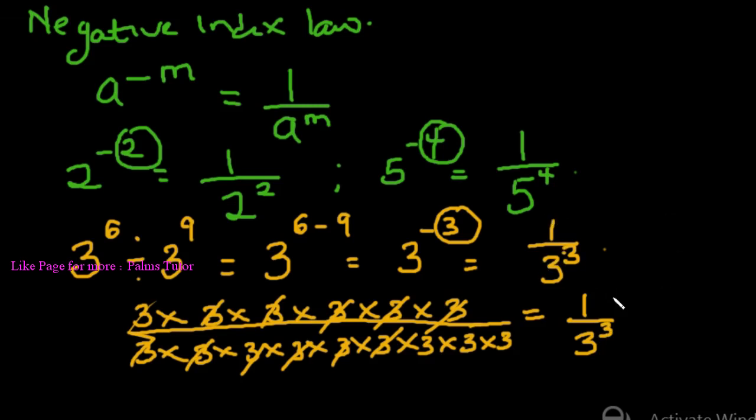1 over 3 to the power of 3. So what we are just saying is, you can rewrite this as 3 to the power of minus 3. You'll be inferring the same thing. So that will be all about the zero index law and the negative index law of indices.